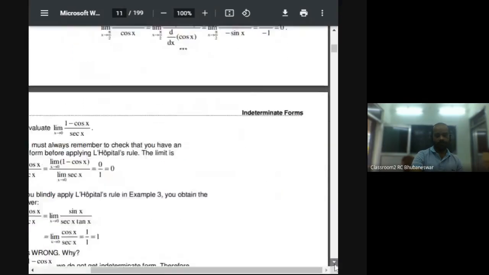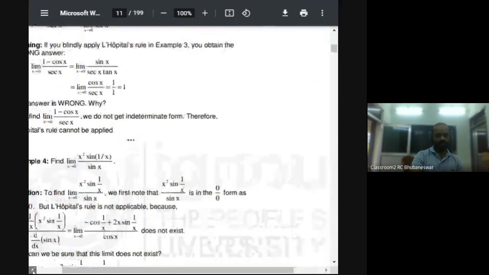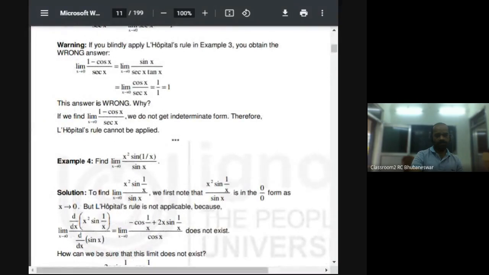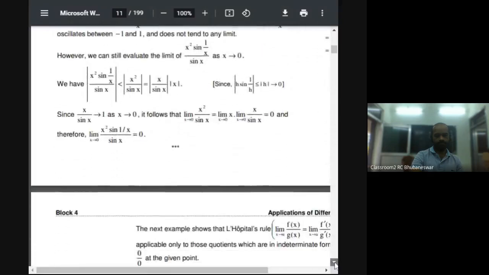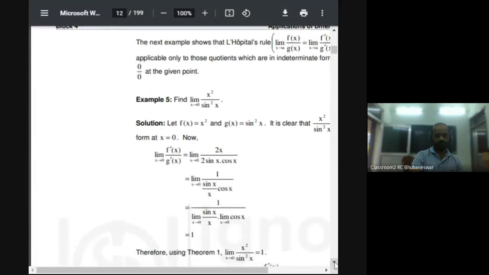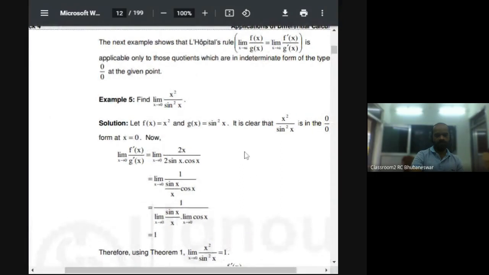So let us discuss more examples. Here in example number 5, the function is given in the form of x square in the numerator and sine square x in the denominator. So here we can take the numerator as a function f, that is x square, and the denominator as g, that is sine square x.